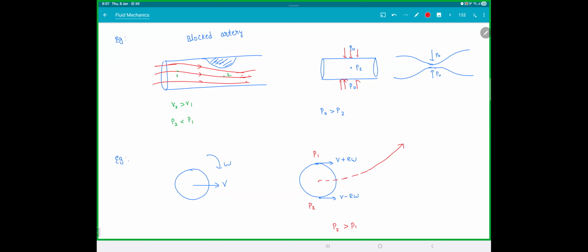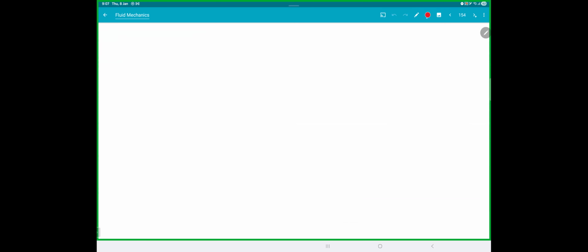Did you know about this thing? There's something called a banana shot. If you are watching football, you must have heard about it. Never heard about it? It's like this.